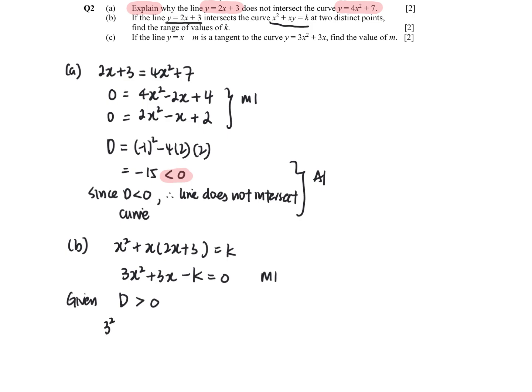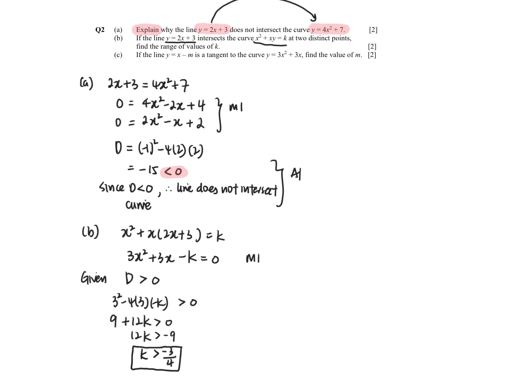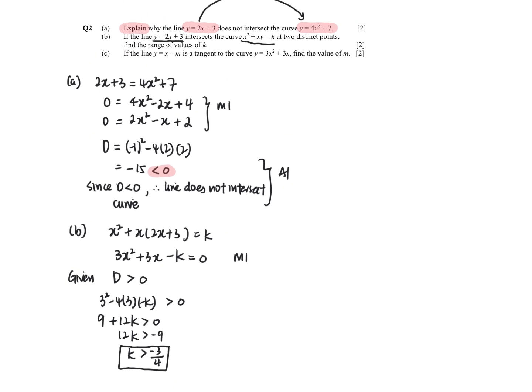So b squared minus 4ac is greater than 0. And then you bring the 9 over, and then you divide by 12. You should get k greater than negative 3/4. So this and this is where your answer mark is.